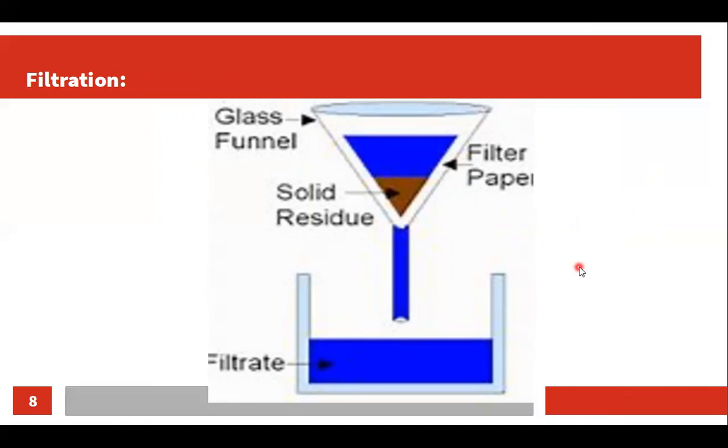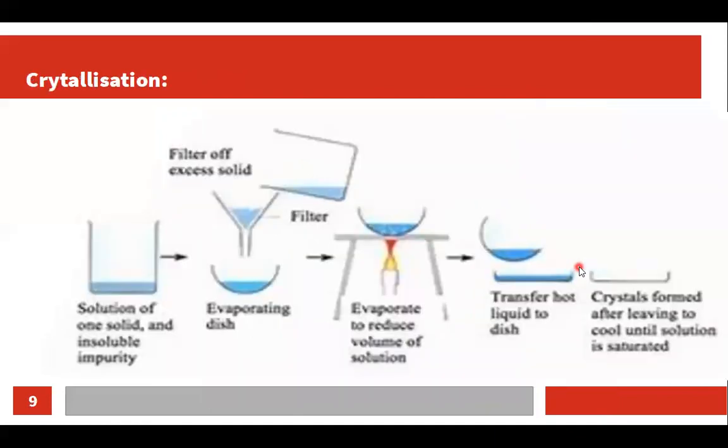Okay, now let's talk about crystallization. This is a bit more complicated. So what happens is you have a solution of one solid and an insoluble impurity, and that's what you make the crystals out of. So first of all, you're going to filter it using the filtration method we just talked about. And then it goes into an evaporating dish, which is this circular thing down here.